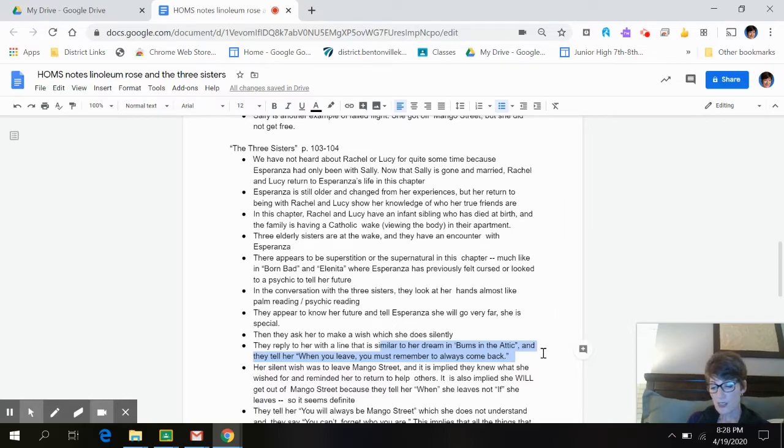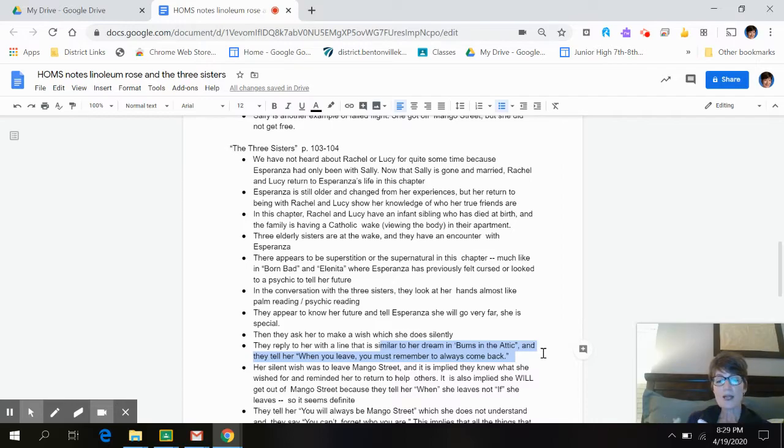Here, these three sisters are saying, "When you leave, you must remember to come back for the others. You will always be Mango Street. You can't erase what you know. You can't forget who you are." That's very similar to what she realized for herself about the Bums in the Attic and wanting to help the less fortunate. These three sisters are kind of recognizing that same thing. Esperanza is smart. She's brilliant. She'll have opportunities that other people don't have, because they mention, again, you must come back for the ones that cannot leave as easily as you.